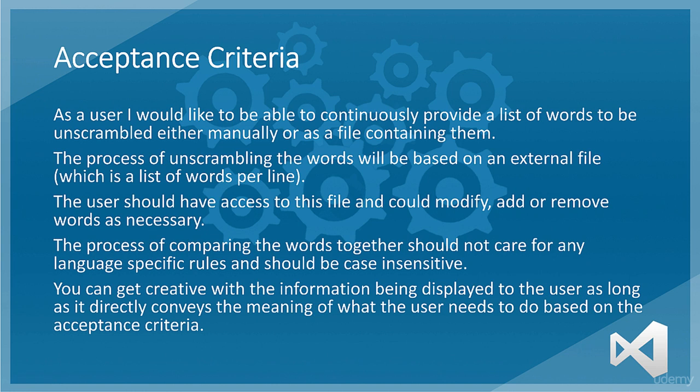So what is the problem here? The problem is that we're going to get a list of scrambled words somehow, and then we're going to have to unscramble them. And the way we unscramble them is by looking at a word list that we are provided. And it has to be flexible so that we can add more words to it and remove words if necessary, or modify any existing words. That's really what the problem is. Now let's take a look at an example.